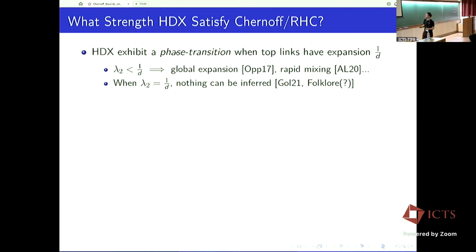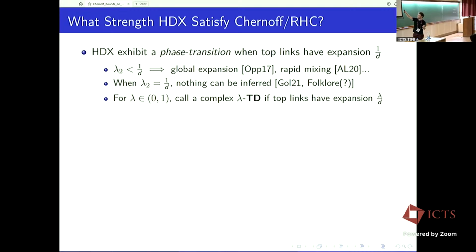Apologies. This comes from looking at a construction of Golowich that constructs 1 over D strength HDX by tensoring a graph and the complete complex together. And roughly the moral intuition is that this object still acts like a graph. So it doesn't have the local to global phenomenon that a true strong high-dimensional expander does. It comes from these algebraic constructions. So with this in mind, I want to call a complex lambda TD, standing for trickling down, if its expansion is less than lambda over D.